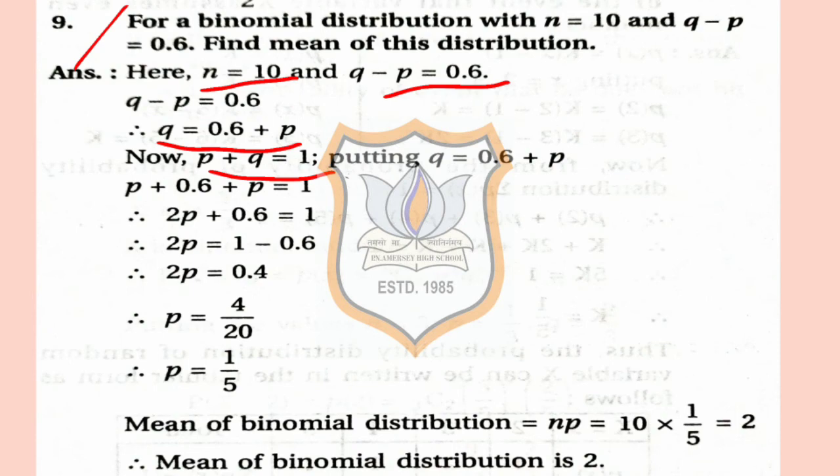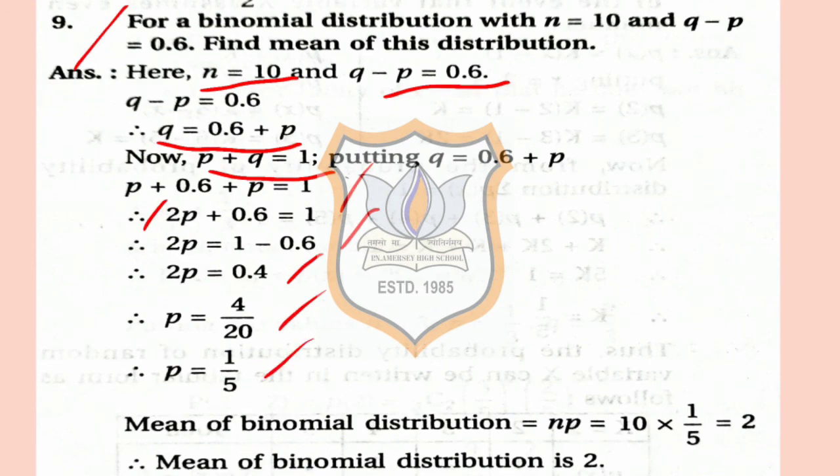So we will have P plus 0.6 plus P and that is 1. So P plus P is 2P plus 0.6, that is equal to 1. Take 0.6 on the right hand side. So we will have 2p is equal to 1 minus 0.6. Now 1 minus 0.6 is 0.4. So p will be 0.4 by 2, that is 4 by 20. Now what is 4 by 20? That is 1 by 5.